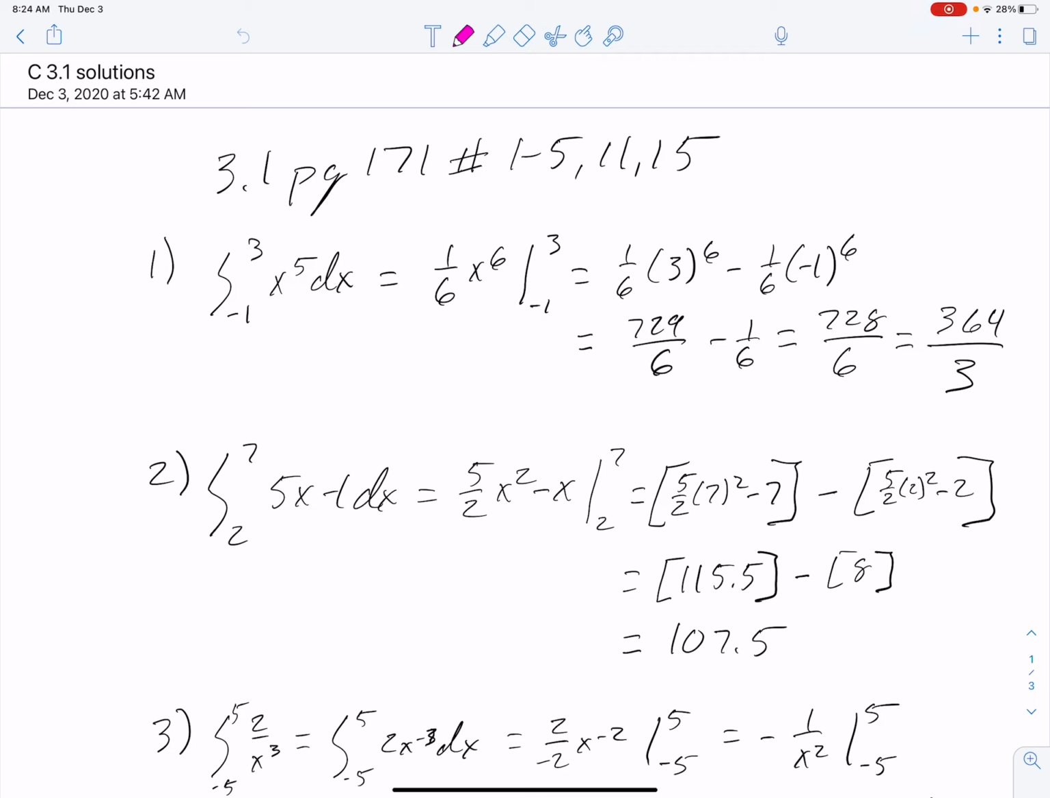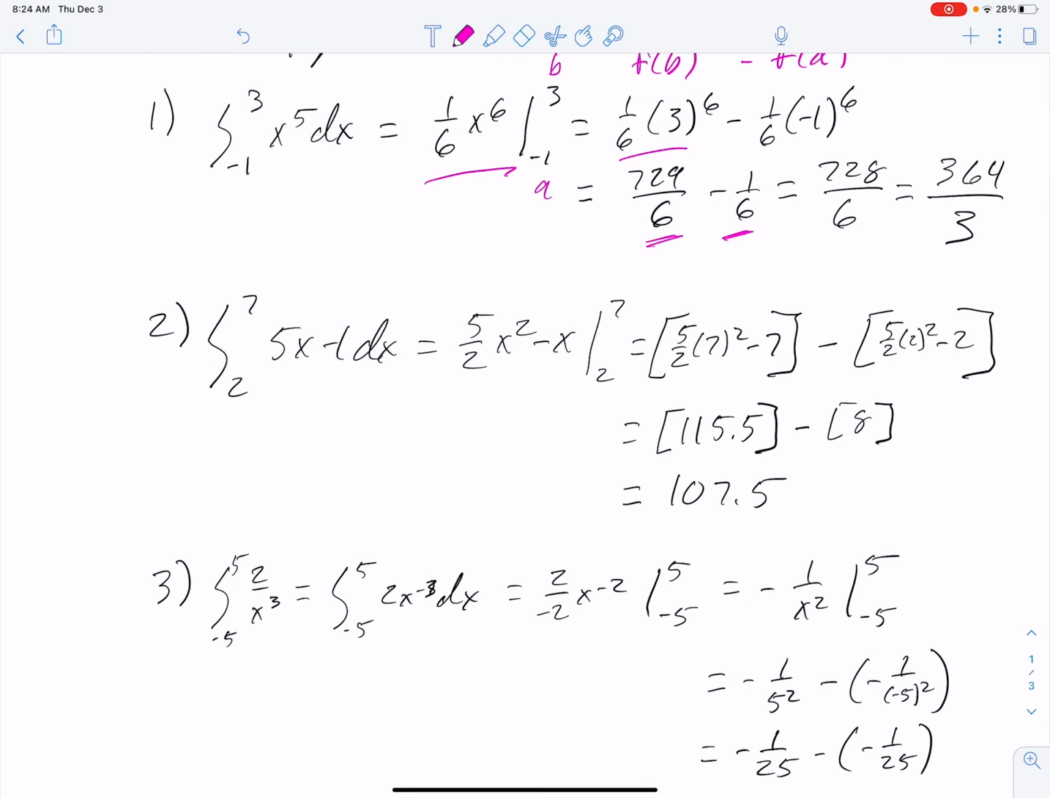So number 1, I use my anti-power rule to find my antiderivative, and then I've got f of b minus f of a. Now, how much arithmetic you show, and if you want to use your calculator, feel free to give the decimal equivalent of this. But what I know then is that I plug in my b value, and then I plug in my a value and subtract f of a from f of b.